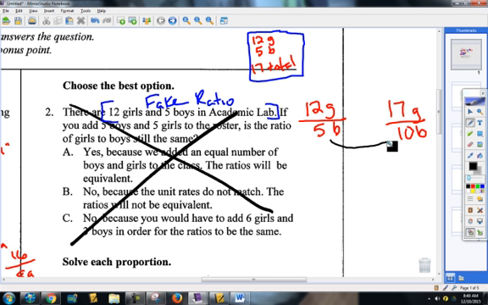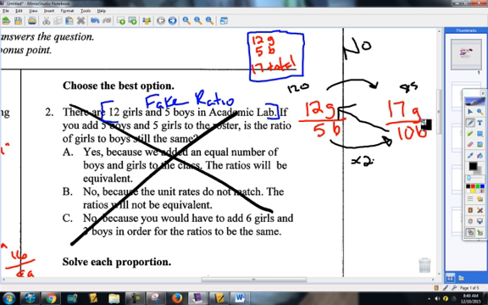Guys, when I look here, I'm looking at it going, wait a minute, wouldn't that be times 2? Yeah. But is 12 times 2 17? No. So right away, I know this is no. But then you could do cross products. 10 times 12 is 120. 5 times 17, 34, 68, 85? Obviously not the same.